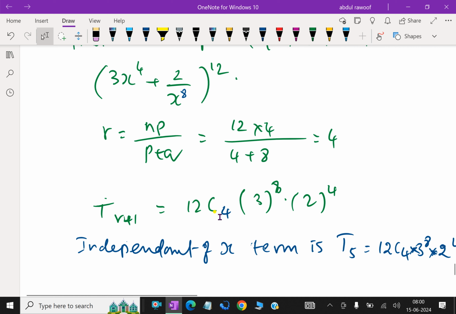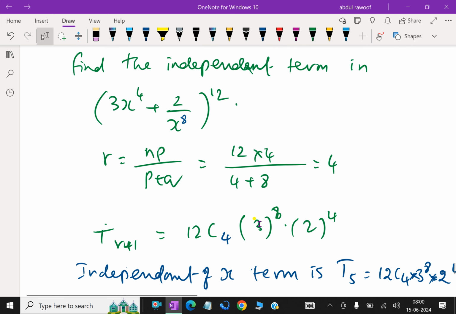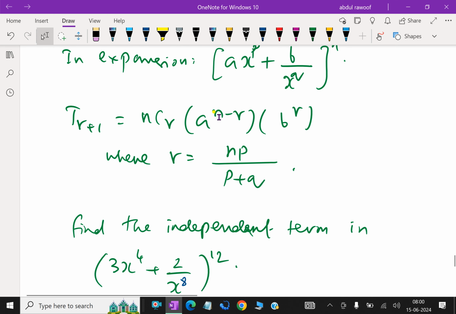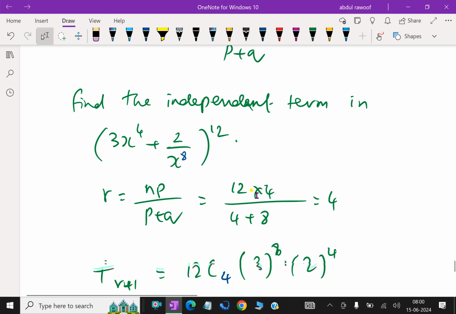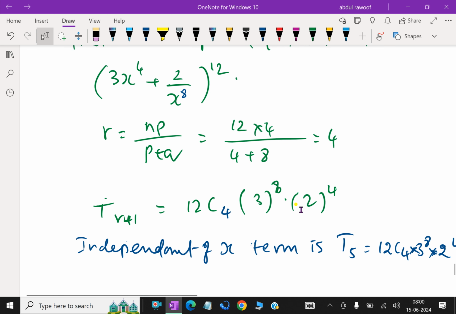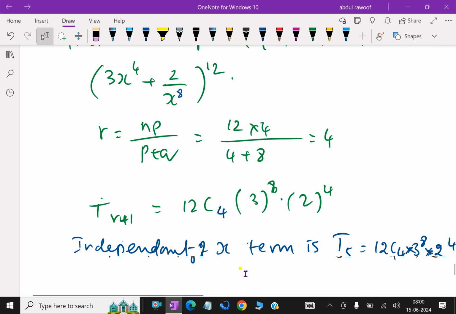Therefore 12C4, nCr, 3 by 8. Here a is 3 and b is 2, so 3 power 8 and 2 power 4. So the independent term in x is 12C4 into 3 power 8 into 2 power 4.